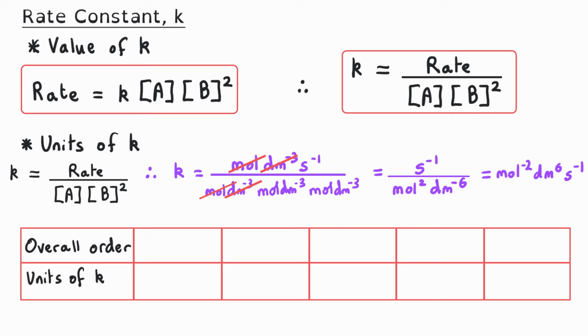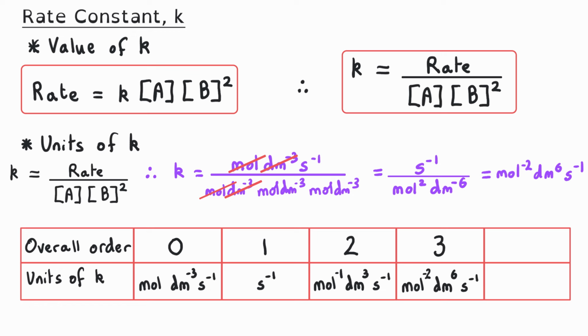If you'd prefer, you can actually remember the units for the rate constant based on the overall order for the reaction. For instance, 0 order reactions have the units of moles per decimeter cubed per second, and that makes sense because there's no concentration terms in the rate equation. First order overall would have the units of seconds to the minus 1. Second order overall would be mol minus 1 dm3, seconds to the minus 1. Third order, as we've seen, and fourth order would be mol minus 3 dm9, seconds to the minus 1.